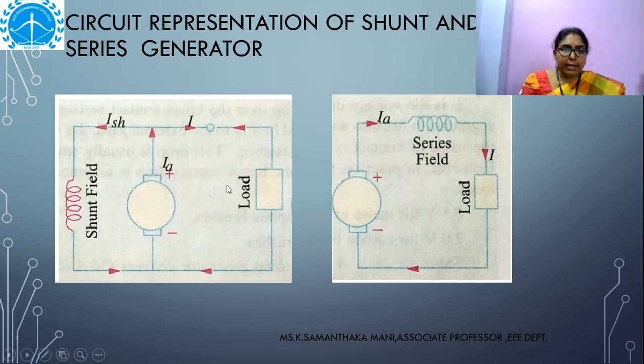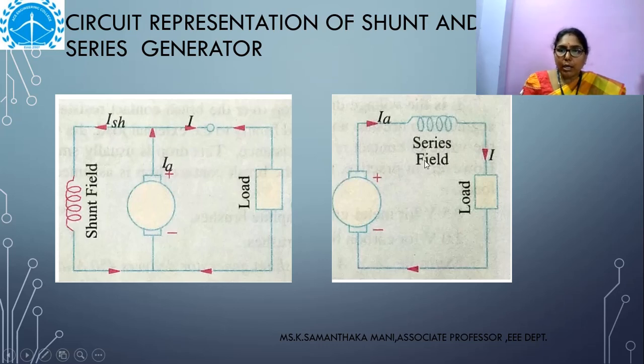Now, how these are connected, we need to observe. Across the armature, a shunt field winding is connected. Similarly, across the armature a load is connected. The voltage across all these three will be one and the same. Now we are going to discuss the current relation of this shunt generator. In the shunt generator, the armature current is the sum of the shunt field current and the load current.